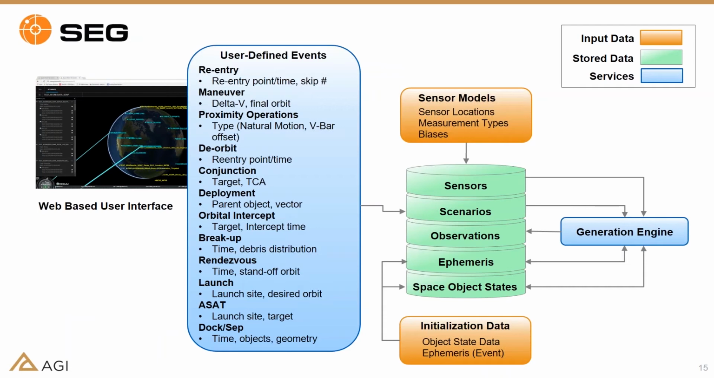So this next graphic shows that data flow. This golden orange color is the input data, where we have our sensor models. So we have sensor locations, measurement types, and biases. Those are typically defined by an SSN network. And there's initialization data shown here at the bottom, where we have space object states and ephemeris that are coming from that catalog. And those are going to define what the initial states are for as many objects in space that we're concerned about.